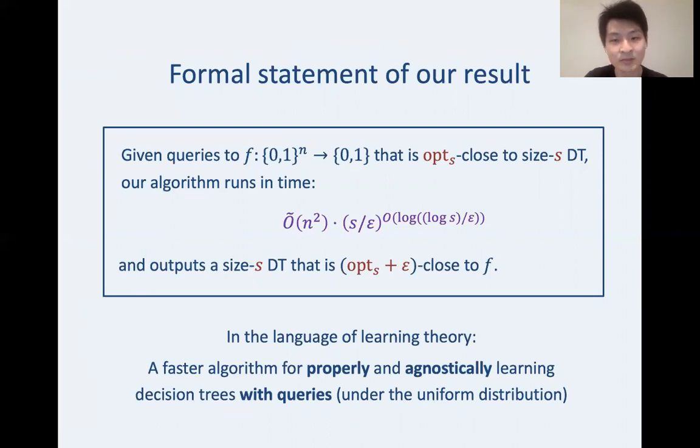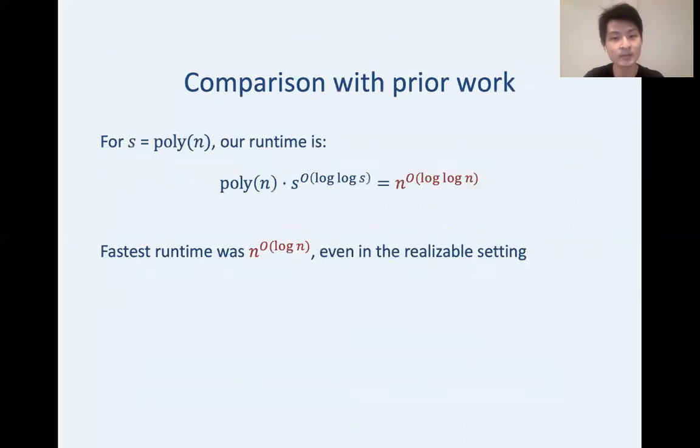And our learning is both proper, meaning that our output is a decision tree itself, but not something more complicated. And our learning is agnostic, meaning that we don't require the ground truth f to be inside the class of decision trees. And one caveat or weakness of our result is that we only work for the uniform distribution, and learning for general distributions can be much harder.